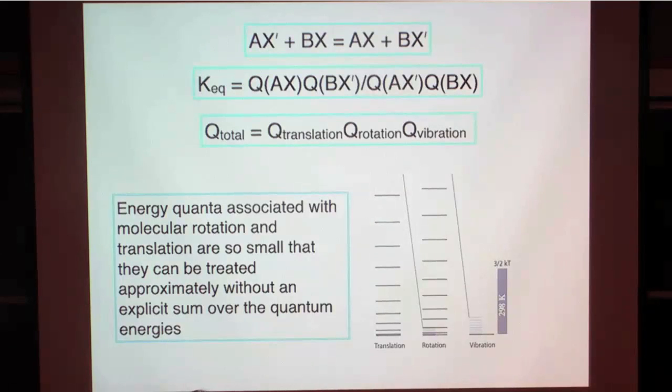Let's see. It has to do with Gibbs free energy being exponentially related to, that's my simple explanation, the distribution coefficient, or excuse me, the equilibrium constant K. That would be the short answer.